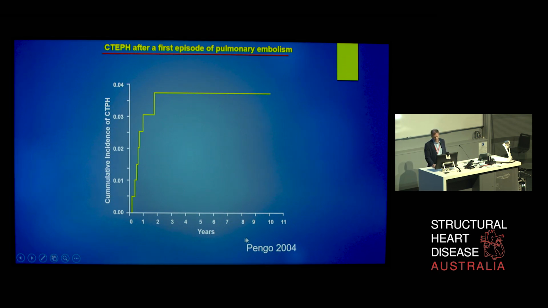Many of you will be familiar with this widely disseminated time frame for the development of CTEPH from the Pengo article, which is quoted frequently in the literature. This is the cumulative incidence of developing CTEPH after an index pulmonary embolus. This is years, and it suggests that if you're going to develop chronic thromboembolic pulmonary hypertension, it's going to happen very quickly, within about 2 years of having this pulmonary embolus. I really do not think that's true.